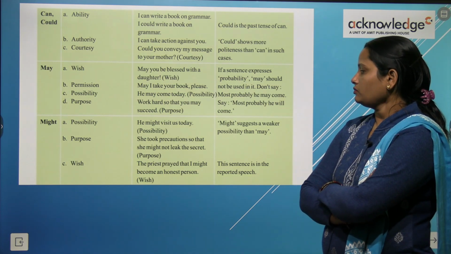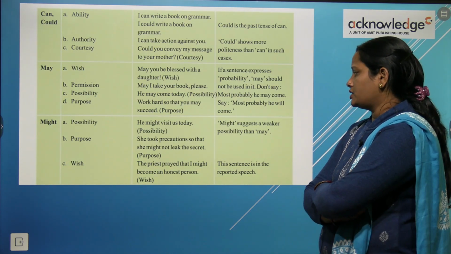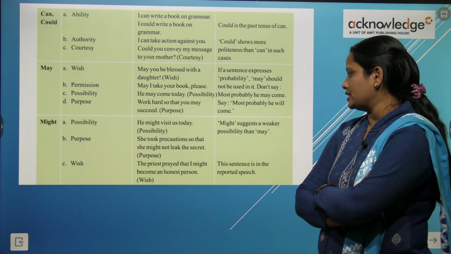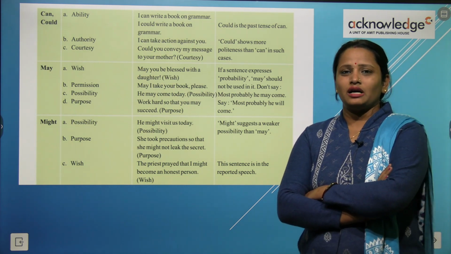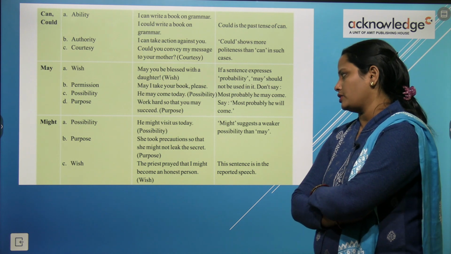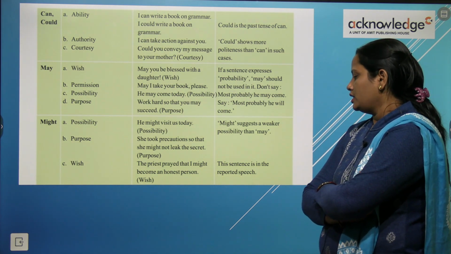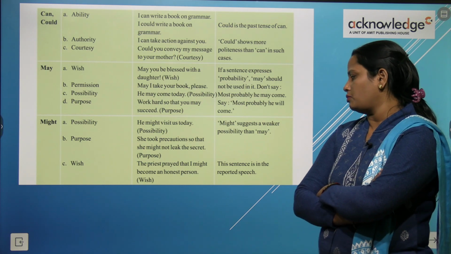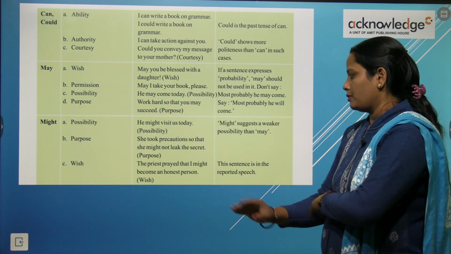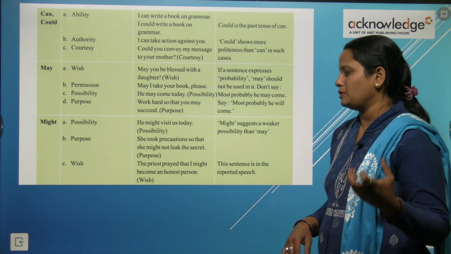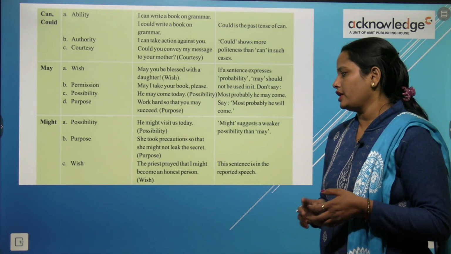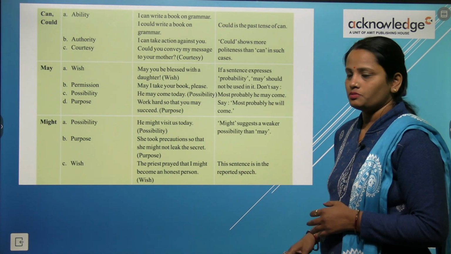Now, what is "might" telling us? It suggests a weaker possibility than "may". So "might" has even less possibility than "may". So be careful when you are using it. Next, this sentence is in the reported speech. The sentence given here is in reported speech. The priest prayed that I might become an honest person.